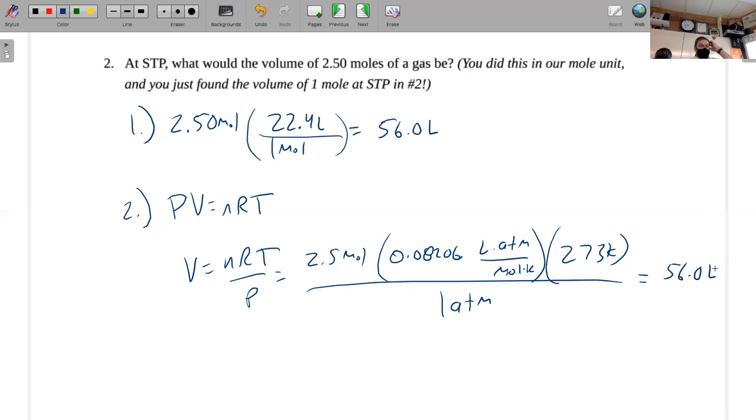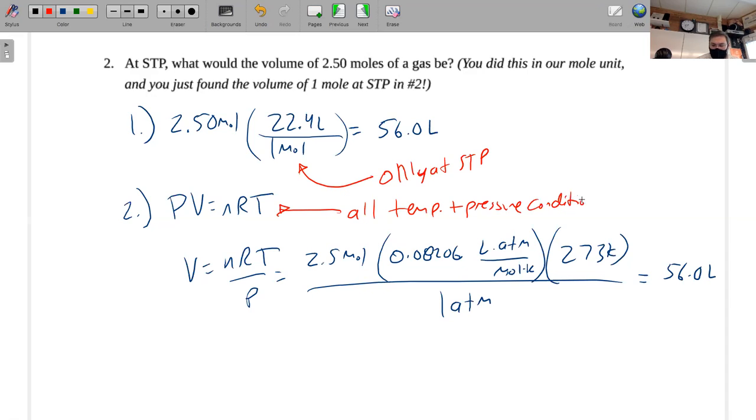But the thing to remember is that this conversion factor is only valid at STP, only when the temperature is 0 Celsius and the pressure is 1 atmosphere. But the ideal gas law works at all temperature and pressure conditions. So you can never go wrong with the ideal gas law. The ideal gas law is very, very useful.